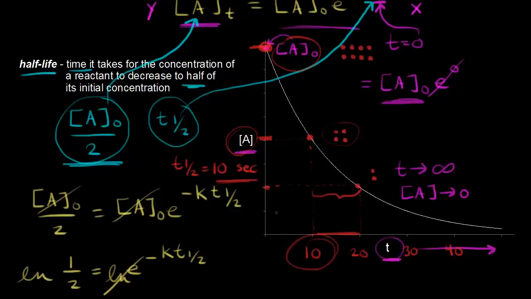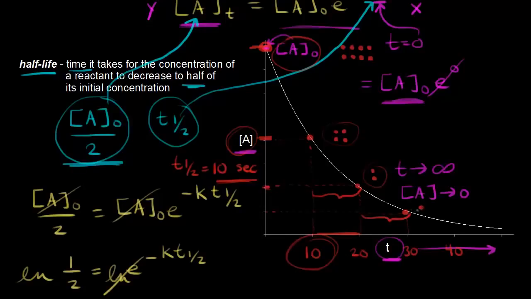We could do it again. So we lose half of our reactant again, and we go over to here on our graph, and we drop down to here. How long did it take to go from 2 particles to 1 particle? Once again, it took 10 seconds. So the half-life is once again 10 seconds.